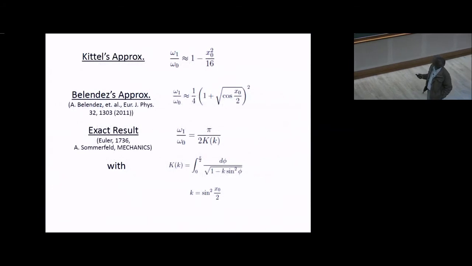Kittel's approximation says that if you increase the amplitude, here x0 is the amplitude, and the amplitude is very, very small, you can approximate it to a simple harmonic type of thing. But when the amplitude is large, this approximate result goes like this. A better approximation is this, and the exact result is the following.